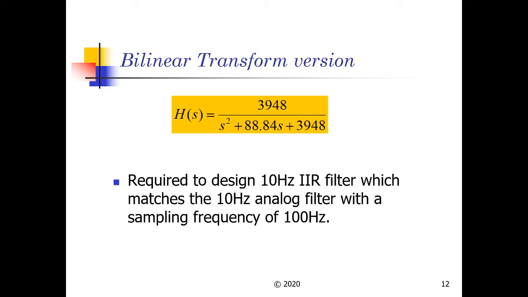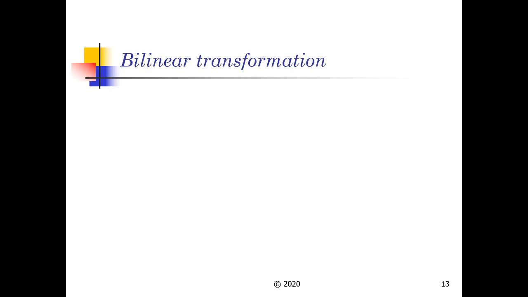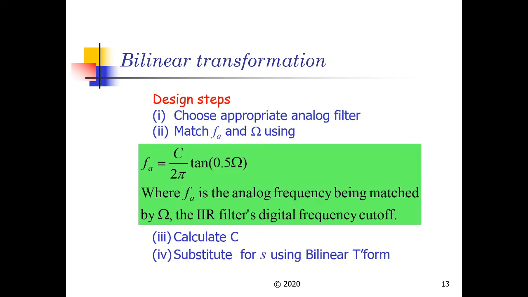So our next problem here is that we're going to have an H(s) filter equation, and we're going to have to design the same 10 Hz IIR filter to match the 10 Hz analog filter with a sampling frequency of 100 Hz. But in this case, we're going to be using the bilinear transform instead.